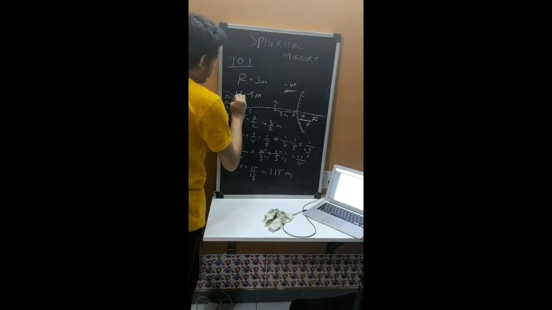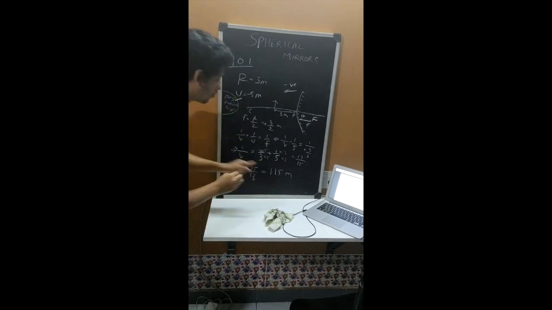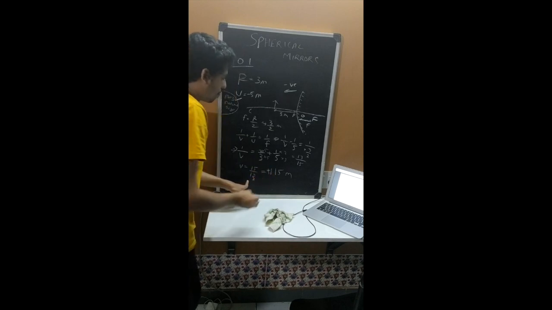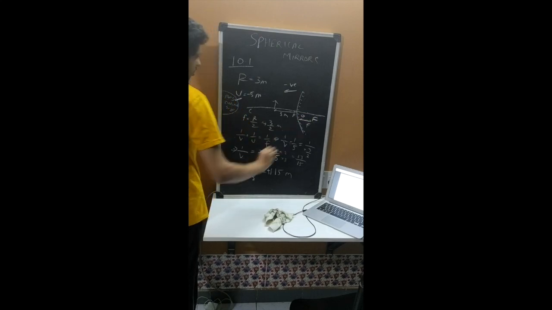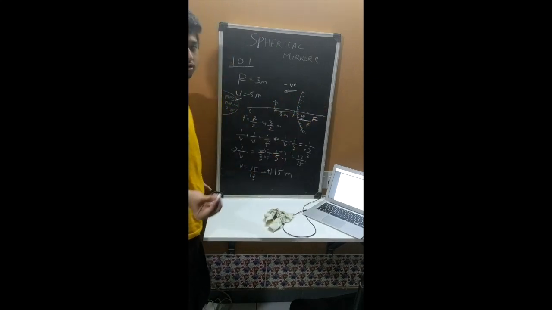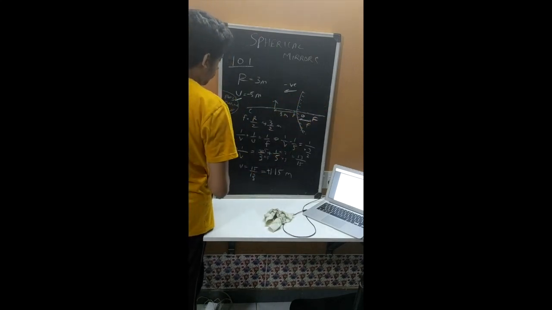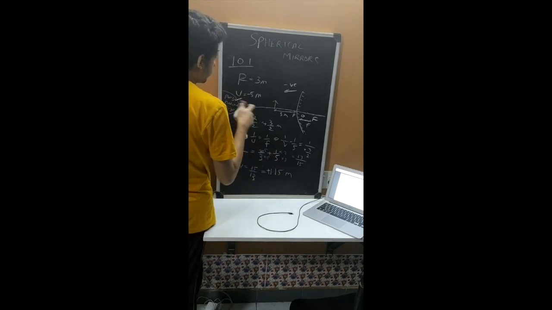So position done. Position is plus, we did not get any minus sign, no? So it is plus 1.15 meter, which means where will it be? It will be here on this side because it is positive. Position over. Now let us look at size.